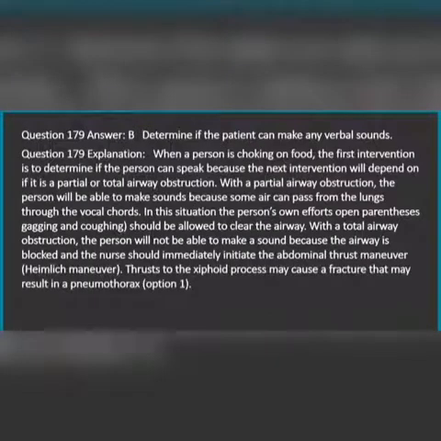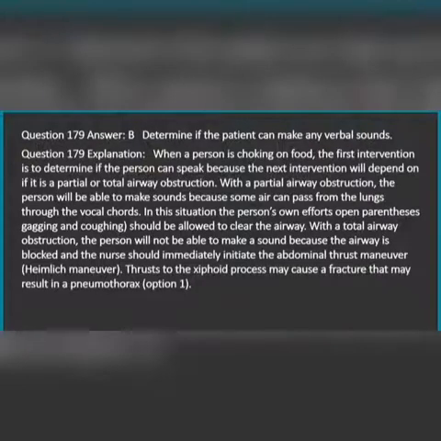Question 179. Answer: B. Determine if the patient can make any verbal sounds. Question 179. Explanation: When a person is choking on food, the first intervention is to determine if the person can speak, because the next intervention will depend on if it is a partial or total airway obstruction. With a partial airway obstruction, the person will be able to make sounds because some air can pass from the lungs through the vocal cords.